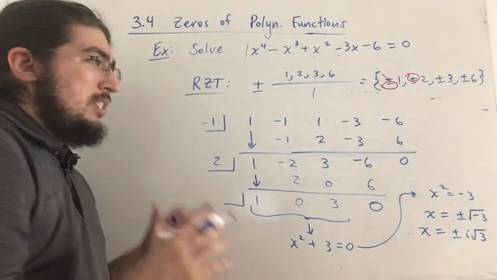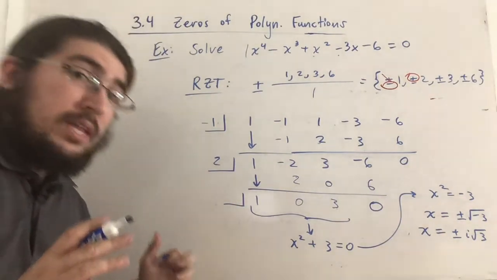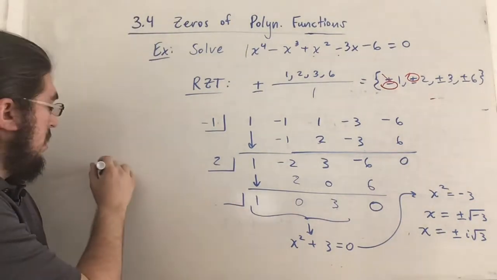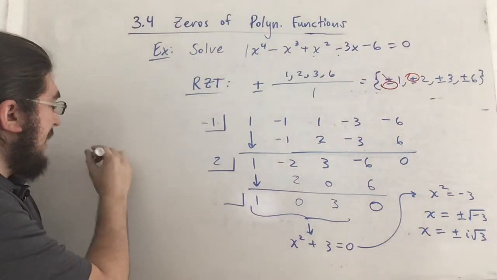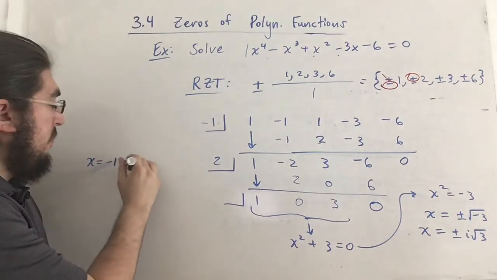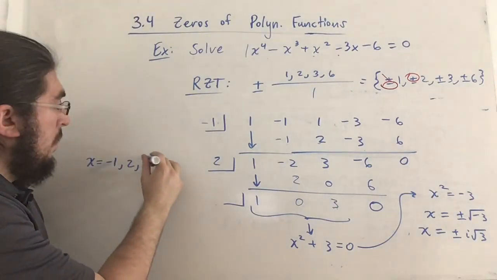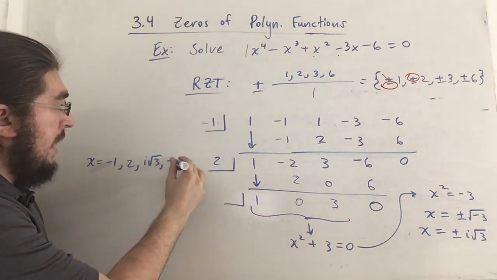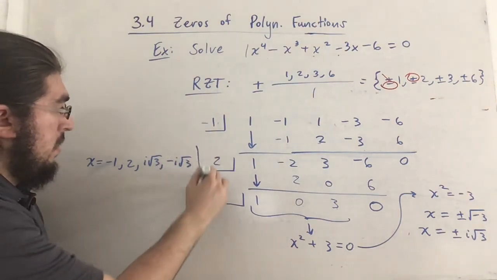All right, so in total, what have we found out? We found out that our solutions are x equals negative 1, positive 2, positive i radical 3, and negative i radical 3.